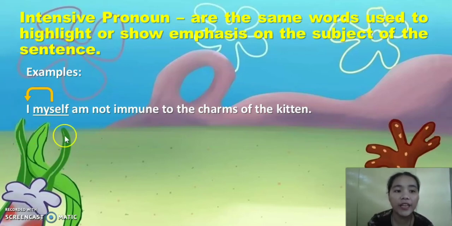As you can observe, the intensive pronoun is right away next to its antecedent. So meaning it is showing emphasis. So murag double siya ba? So I myself. Ya jung gikuan nga si I maoy naglihok or the subject of the sentence.